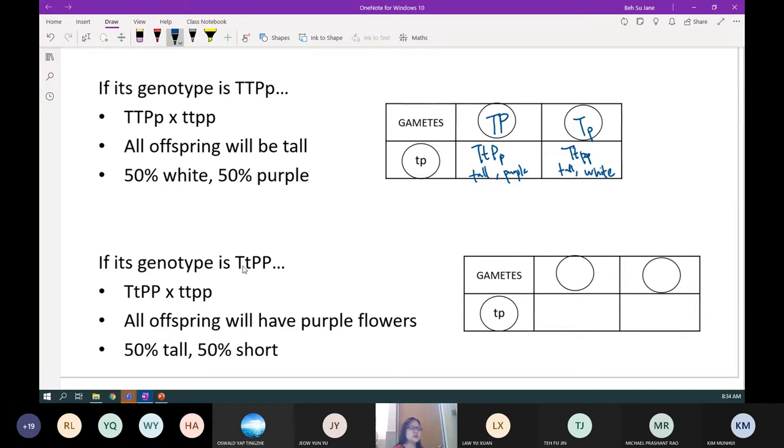Very similar issue here, because big P, no choice now, right? So it's big T, big P, or small t, big P. Big P is always there. So when you do your test cross, you end up with always purple flowers. All offspring have purple flowers, but one is tall purple, one is short purple.